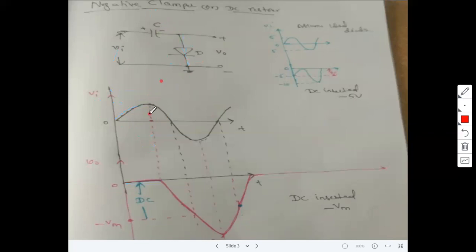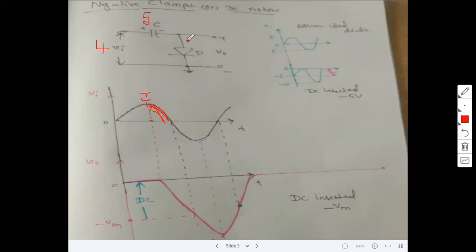Now T by 4 to T by 2. During this entire interval, the input is less than Vm. The capacitor is already charged to Vm. Let us consider Vm is 5 volts. Here the input decreases. Suppose here it is 4 volts, and here it is 5 volts. During the T by 4 interval, the capacitor charged to 5 volts, but here the input is only 4 volts.